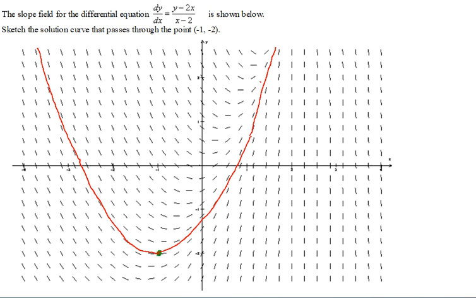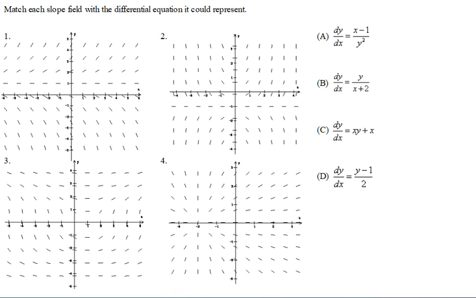All right, now let's take a look at some where you're trying to match the slope field with a differential equation it could represent. So here, these are the slope fields, and these are the derivatives. What you might want to try to find first are the horizontal and vertical tangent lines. If it has a numerator and denominator, set the numerator equal to 0. That gives you x equals 1, and that means that's where you'd have horizontal tangent lines. If you set the denominator equal to 0, you get y equals 0. That's where you'd have vertical tangent lines.